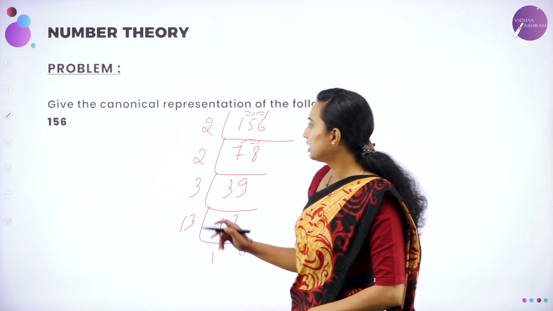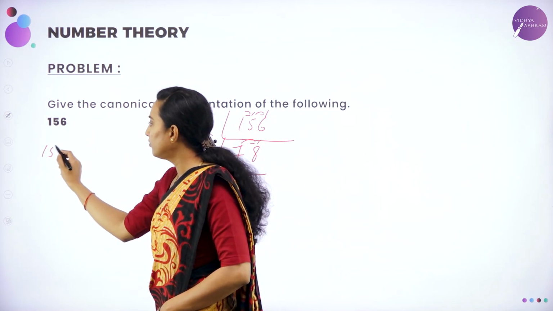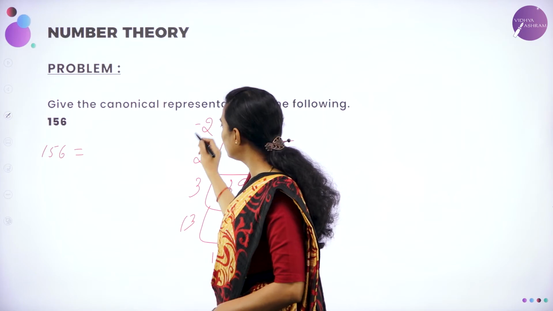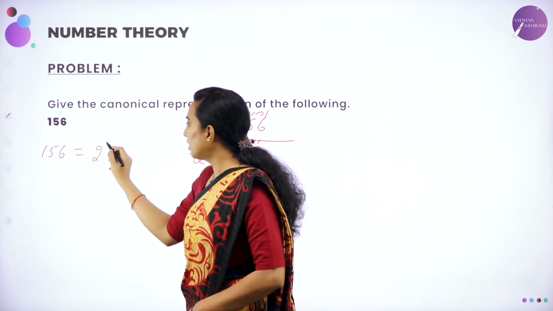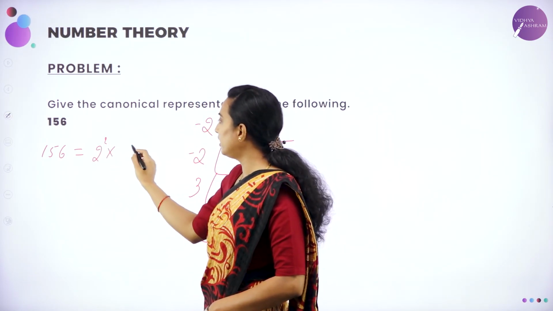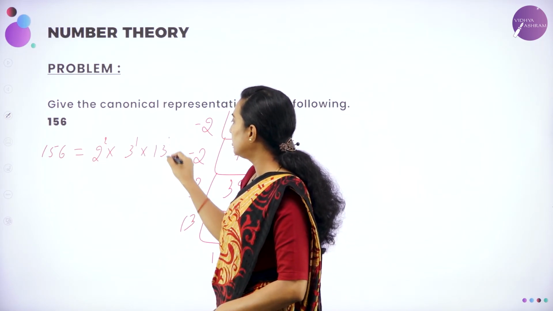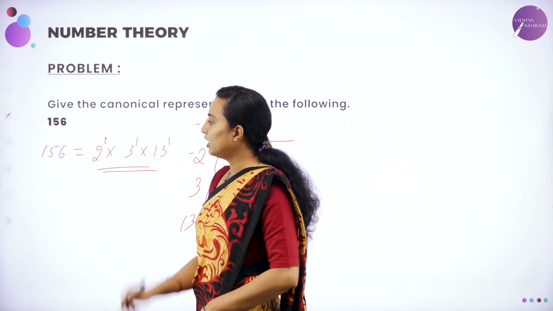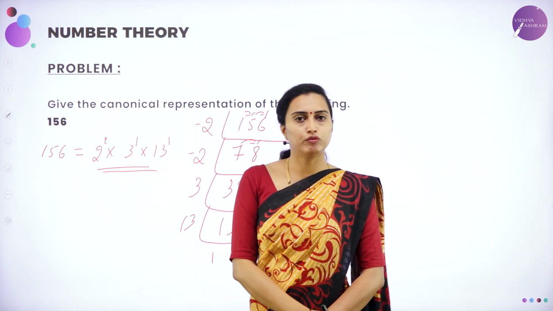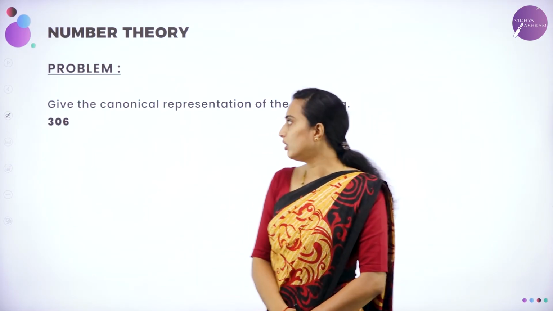So what is the canonical representation you can have? 156 is equal to 2 to the power of 2, into 3 only one time, 3 power 1, and 13 only one time, 13 power 1. So this is the canonical representation of 156. Is that so easy you are going to have?